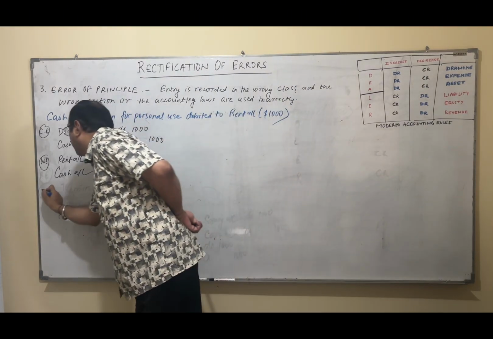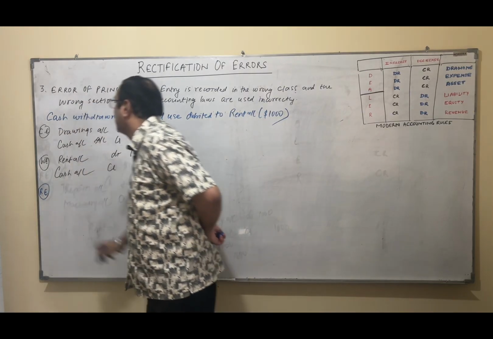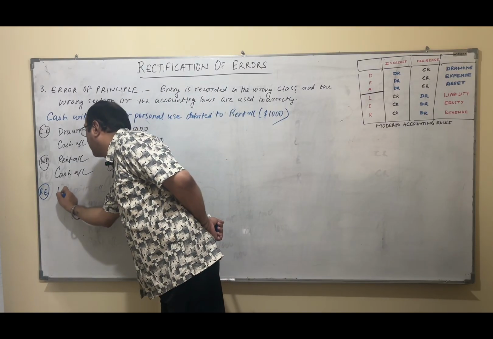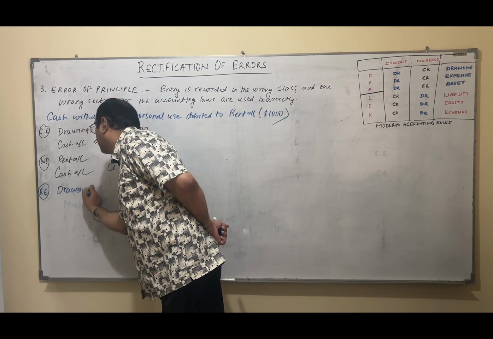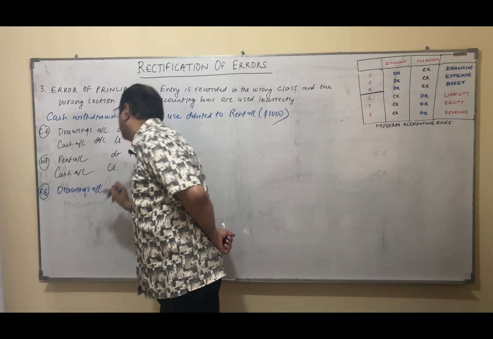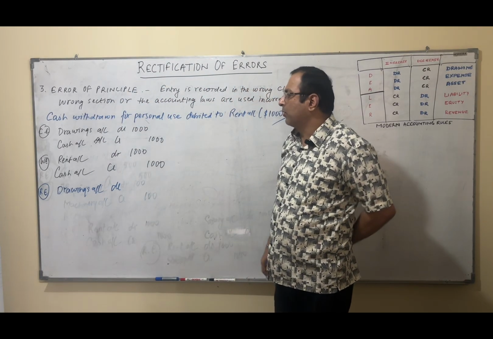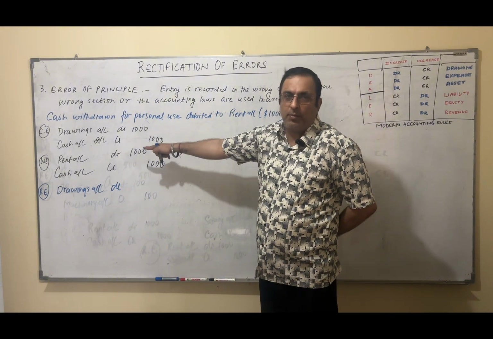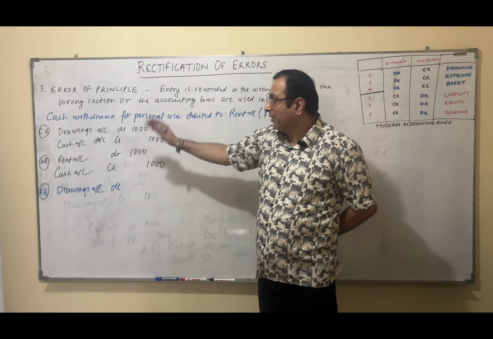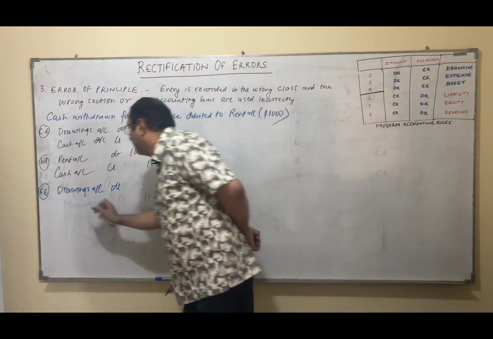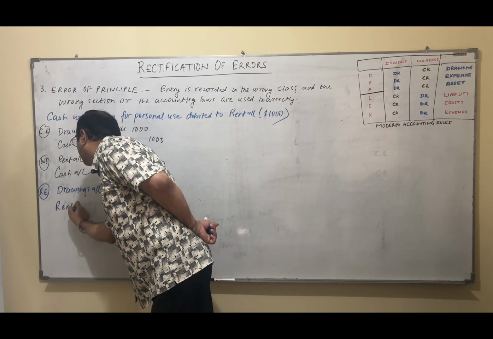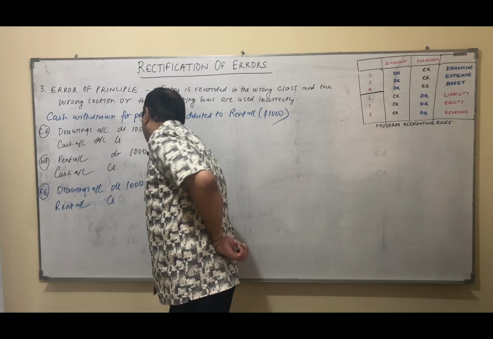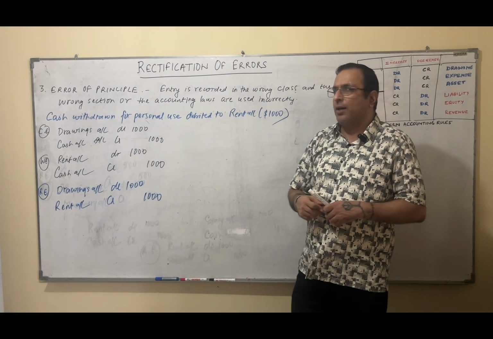How? Rectifying entry. We have to debit drawings, right? Because we have withdrawn cash for personal use. So drawings will be debited. Cash has no mistake, so cash has nothing to do with this entry. But I have debited rent by mistake. Same thing, guys. We will credit the rent to rectify this mistake, right? So drawings account debit, rent account credit. 1000, 1000. This is the rectifying entry. I hope it's clear, guys.